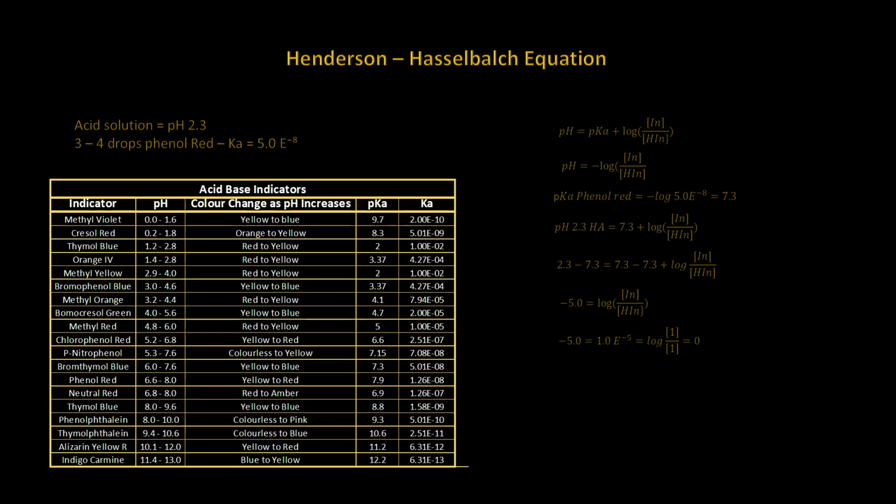Therefore, 1.0 times 10 to the minus fifth is equal to the log of 1 divided by 1, which equals 0. Well, you really can't have 0, but we do have 1.0 times 10 to the minus fifth left over. Well, the 1.0 times 10 to the minus fifth is equal to 1 over 100,000, or stoichiometrically 1 to 100,000, or 100,000 over 1. Well, the ratio is thus 100,000 to 1. This relates to 100,000 yellow molecules to 1 red molecule in a solution having a pH value of 2.3. Let's continue.